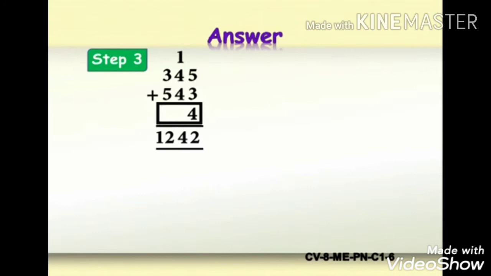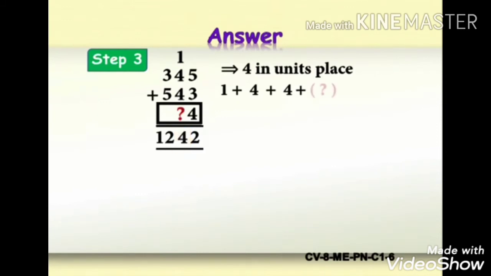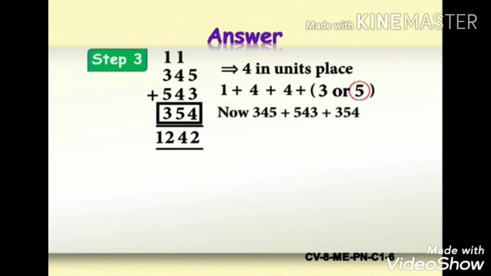Now, since the unit place of third row is B, it is 4. 5 plus 3 plus 4 is equal to 12 with carry 1. And 1 plus 4 plus 4 plus what is to be placed here is equal to 4 in the sum. Since this what should be 3 or 5, only 1 plus 4 plus 4 plus 5 is giving 14. Hence, the tens place is C, means 5, and hundreds place must be A, means 3. Now, 345 plus 543 plus 354 is equal to 1242. Hence, A is equal to 3, B is equal to 4 and C is equal to 5.